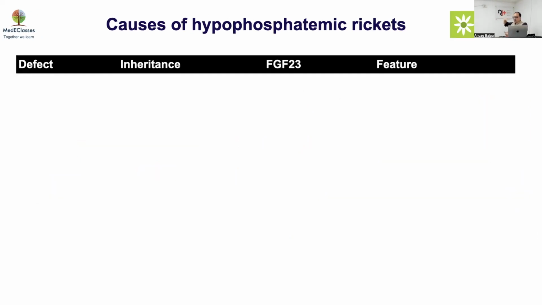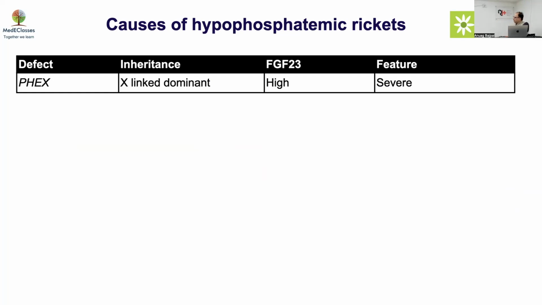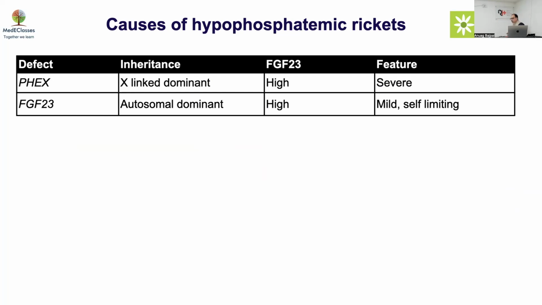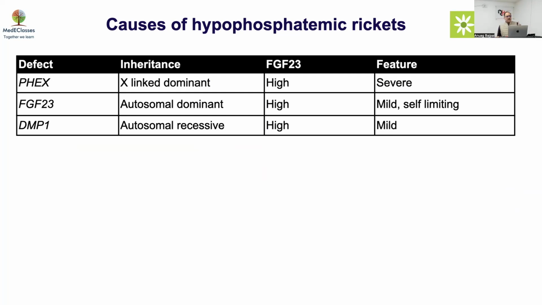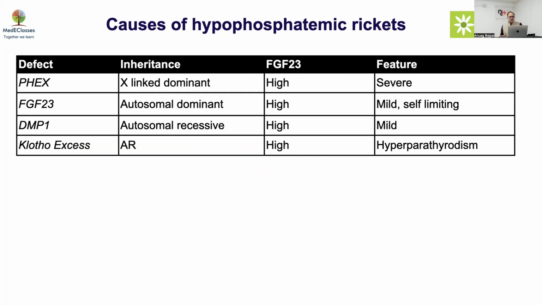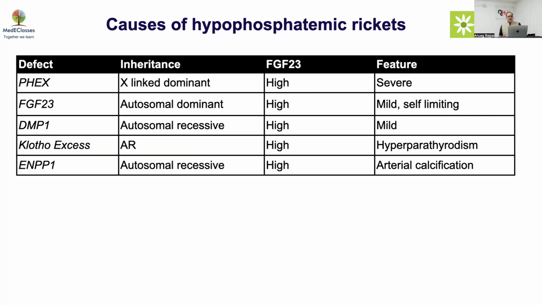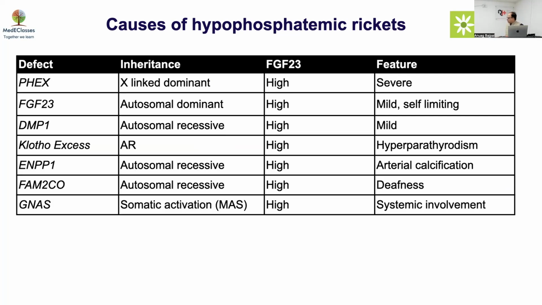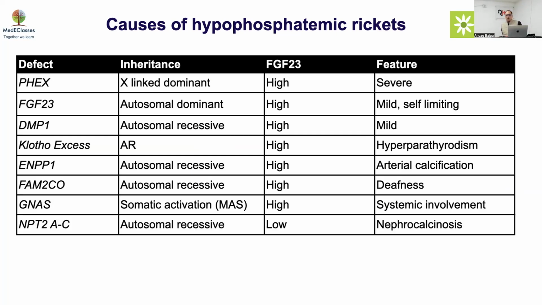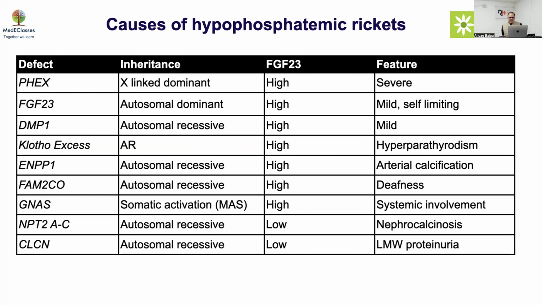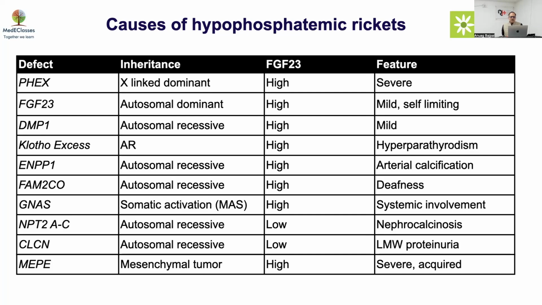So just to compare whatever I've talked about: XLH, most common, X-linked dominant, high FGF23, severe disorder. FGF23 autosomal dominant, milder disorder, self-limiting, intermittent anemia triggers it. DMP1, not very significant, so let's skip it. Klotho excess causes hyperparathyroidism. So this is something you should remember. And other ones which are more important is GNAS1, which is a somatic disease causing McCune-Albright. Finally, NPT2 causes nephrocalcinosis, and Dent disease causes low molecular weight proteinuria and urinary calcium excretion. And MEPE is mesenchymal tumor.